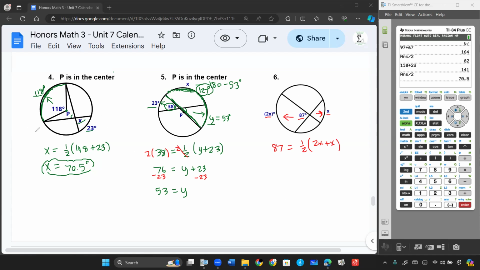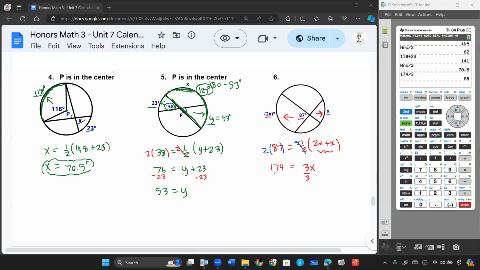Now this isn't inherently hard to solve. You just want to combine the like terms. So first thing I want to do is get rid of the 1/2. So I'll multiply both sides by 2. That'll cancel those out. 2 times 87 is 174. These will combine to 3x. And then we're going to take 174 and divide by 3 to get your answer. So 174 divided by 3 will get you 58. Now, x is 58.